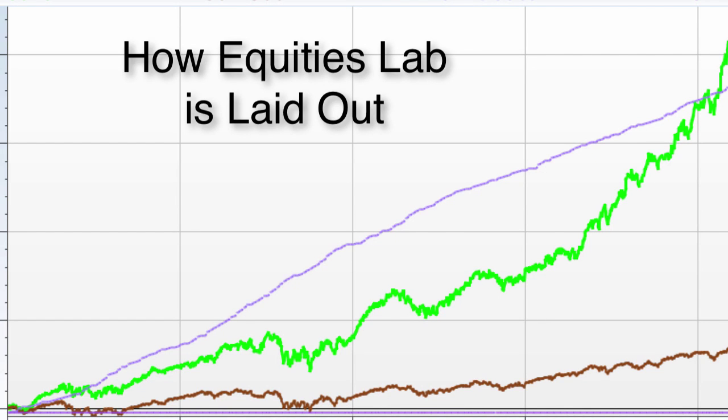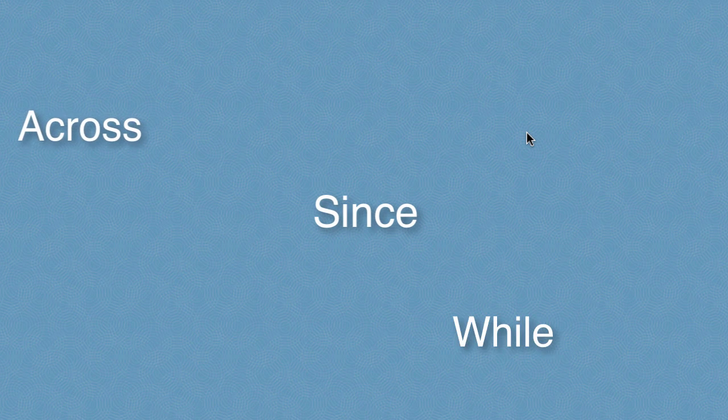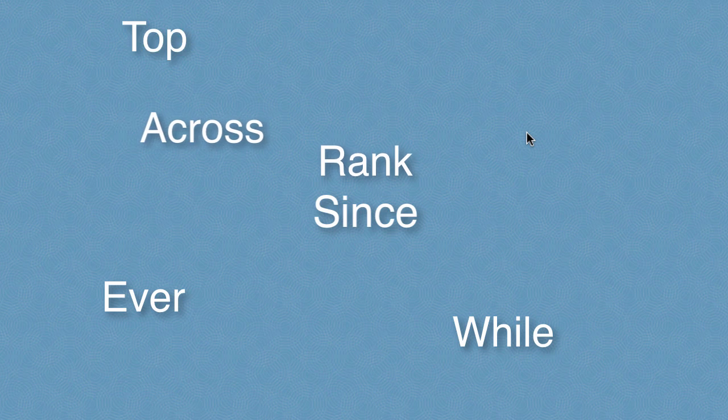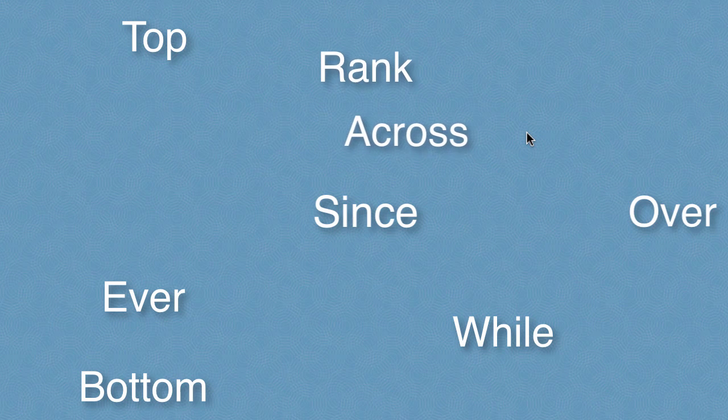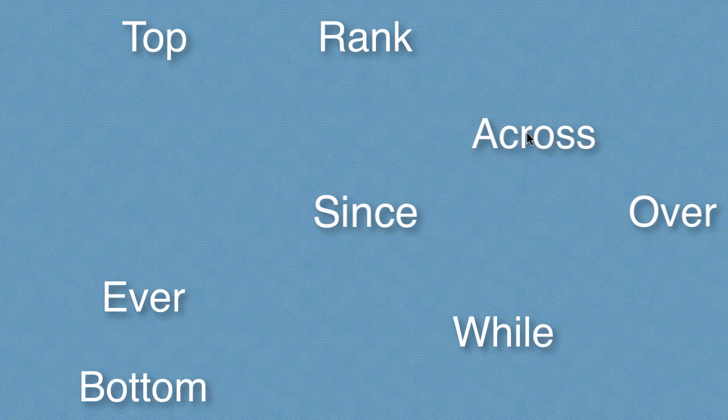Hi, and welcome back. In this lesson, we're going to look at diagrams showing how Equities Lab is laid out. For a time, I was confused using operators such as since, across, while, ever, rank, top, bottom, and over. Where is my search actually going to find the data?